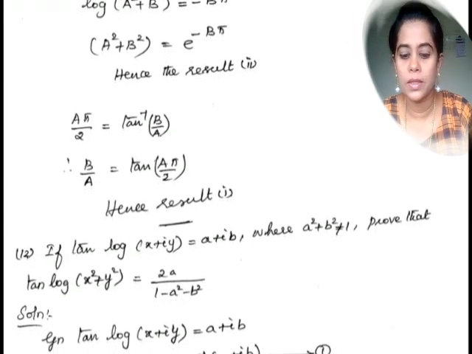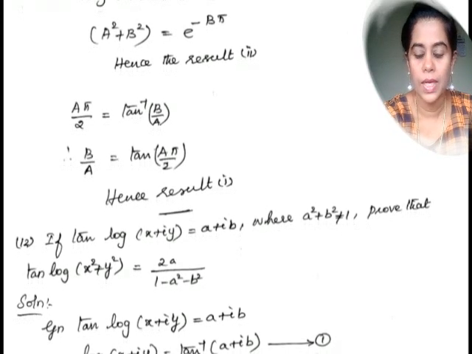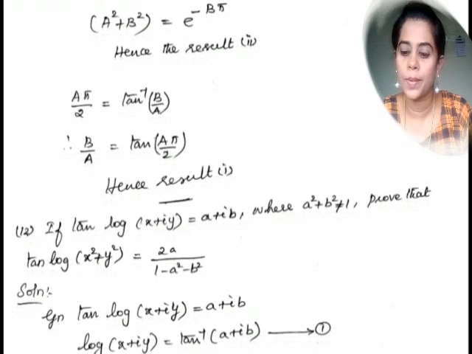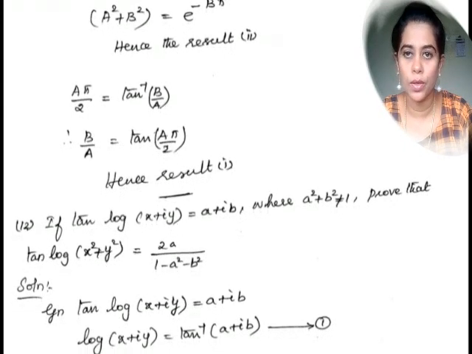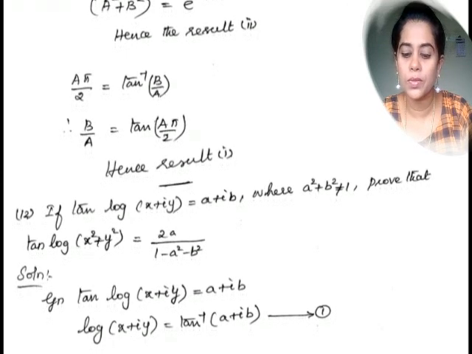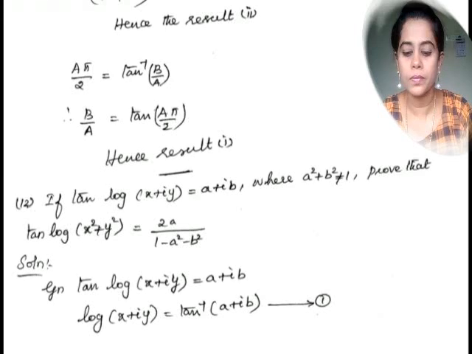Next, let me go for the next problem, the last one. If tan of log of x plus iy is equal to a plus ib, where a square plus b square is not equal to 1, prove that tan of log of x square plus y square is equal to 2a by 1 minus a square minus b square.